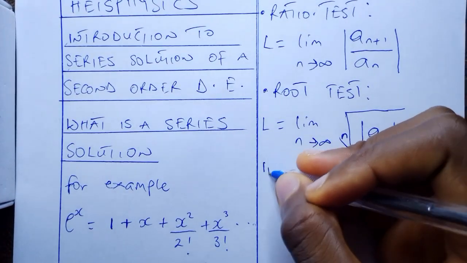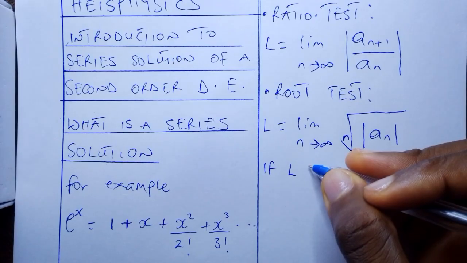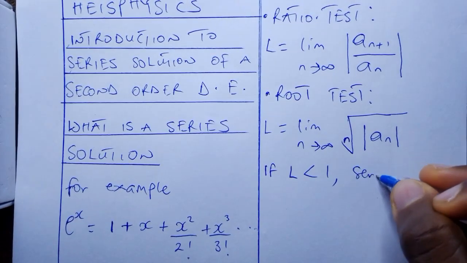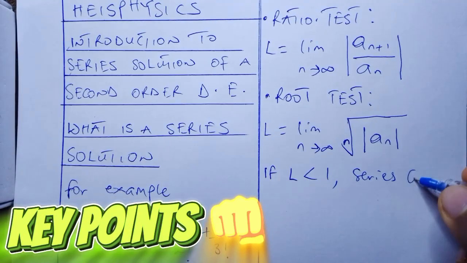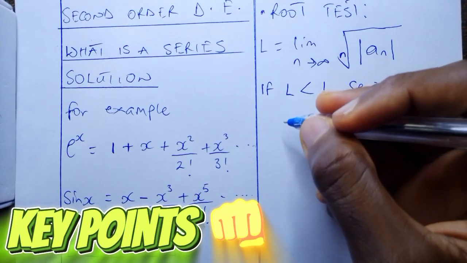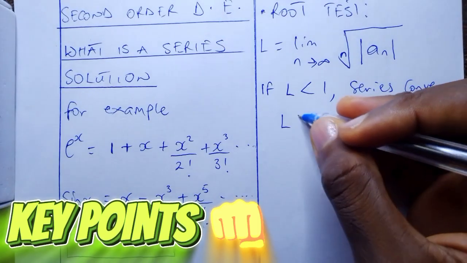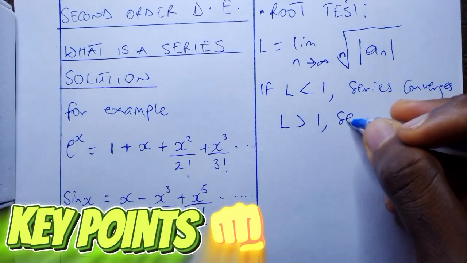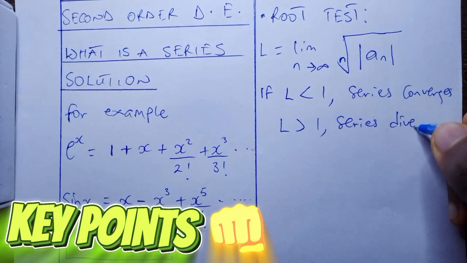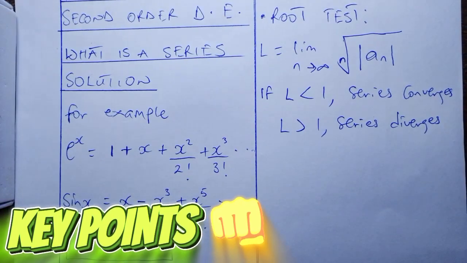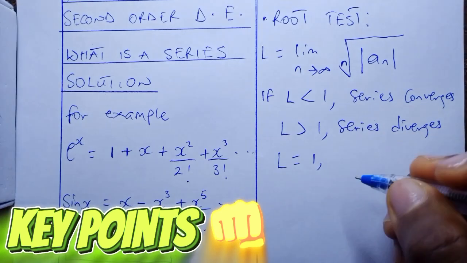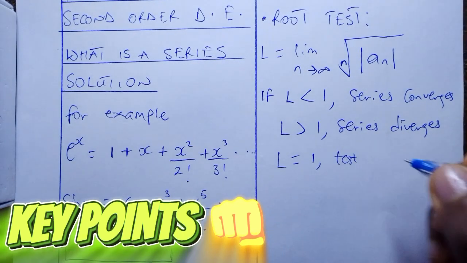If the limit that you found is less than 1, your series converges. Take note. If the limit is greater than 1, your series diverges. And finally, if the limit is equal to 1, the test fails. So this is very, very important. Test fails.